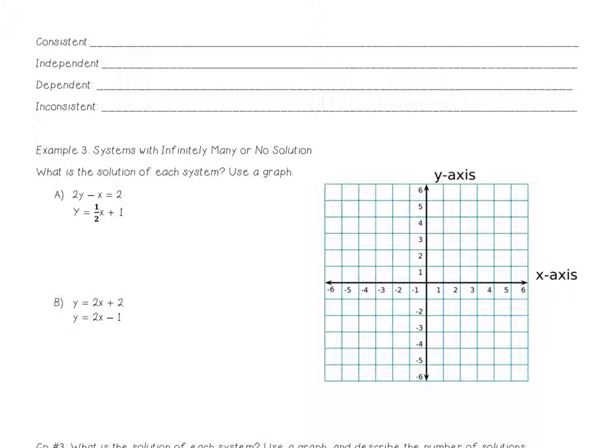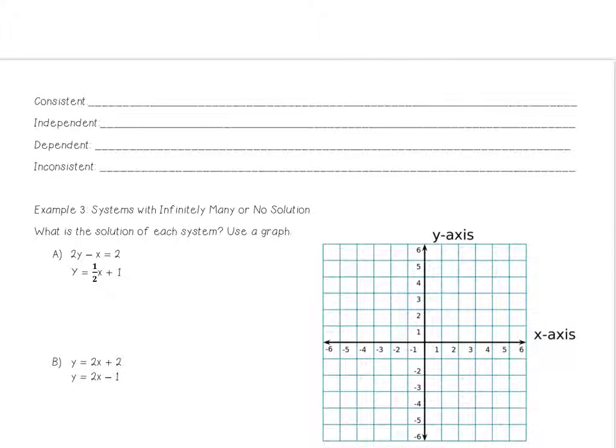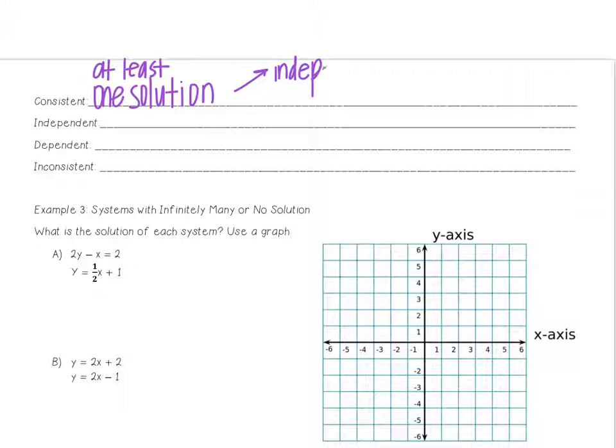First, before we move on to example 3, we want to talk about the different types of systems you can have. You can have a consistent system, which is a system that has, I should say, at least one solution, not just one solution. And you can classify a consistent system as independent or dependent.